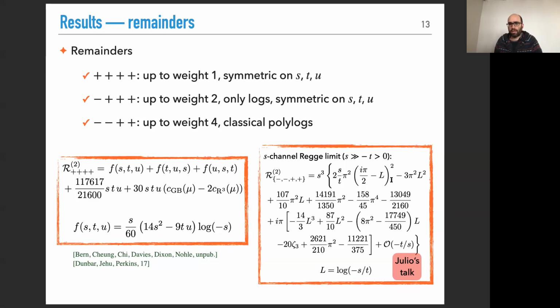The full expression for the remainder is too large to put on a slide, so here I only quote the expression in a given kinematic limit, the S-channel Regge limit, because this was the result that Julio referenced in his talk. So this is a result that has some practical implications.